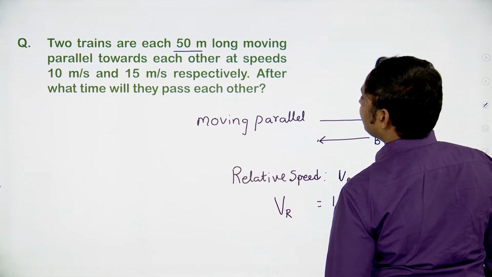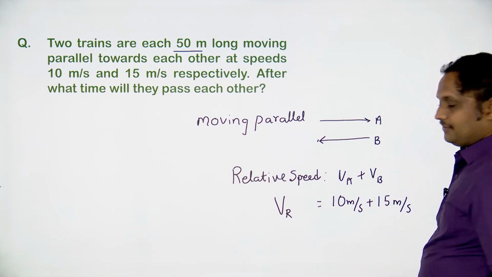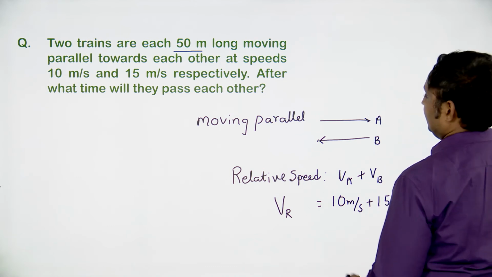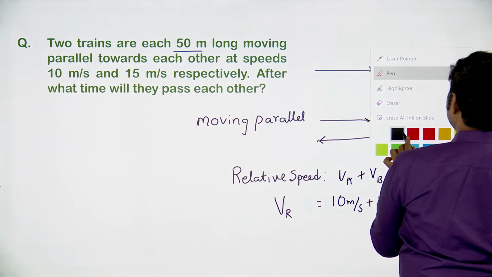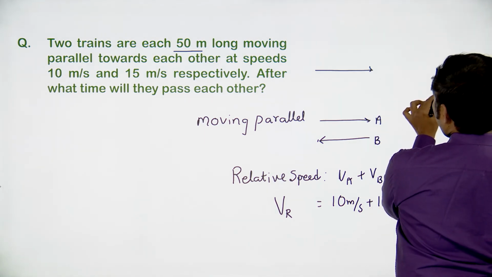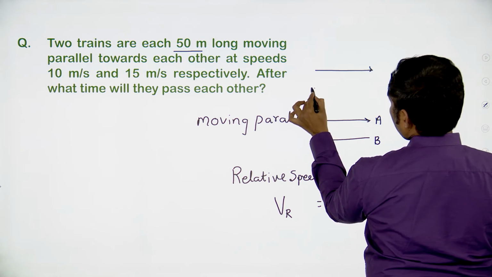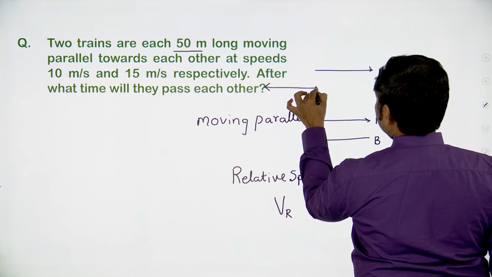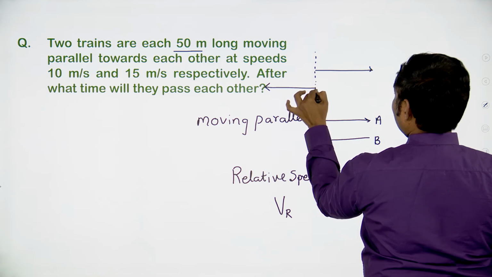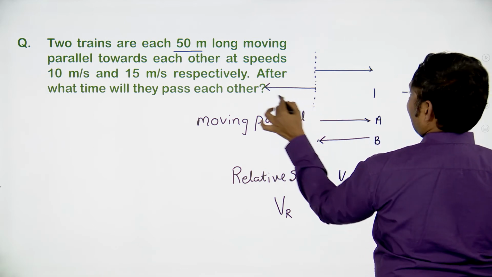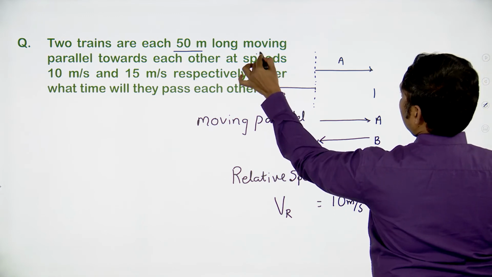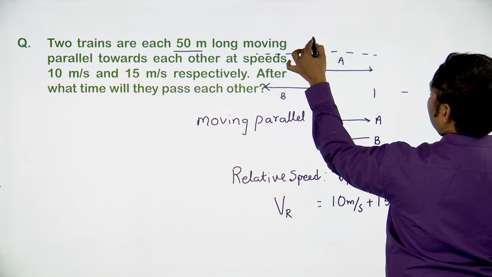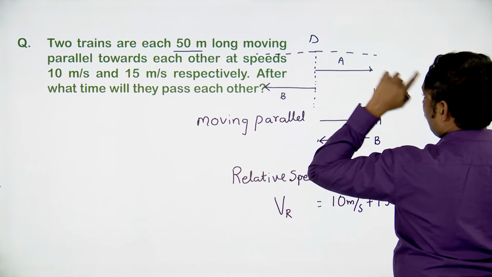After what time will they pass each other? Very good. So, we would like to go for this one, and also we would like to get this one. Suppose they are going to be crossing each other. We have to take this one. This is A and B. If you know the total distance, it's going to be D.